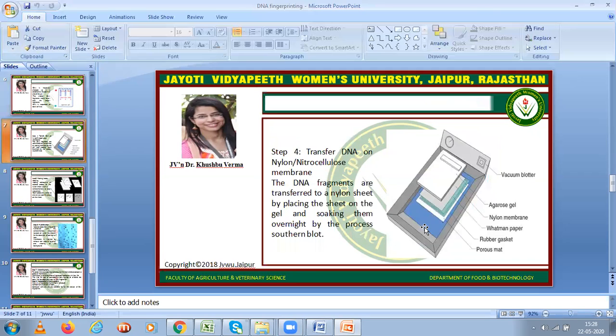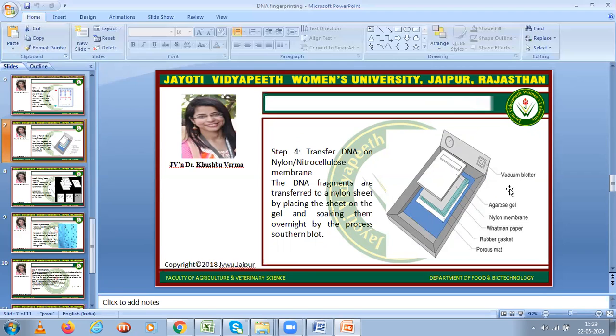DNA with higher weight will stay near the wells, and small-sized DNA will move a long way. Next step is transfer of DNA onto nylon or nitrocellulose membrane. The DNA fragments are transferred to a nylon sheet by placing the sheet on the gel and soaking them overnight, by the process of Southern blot.